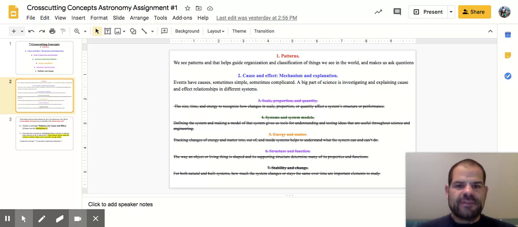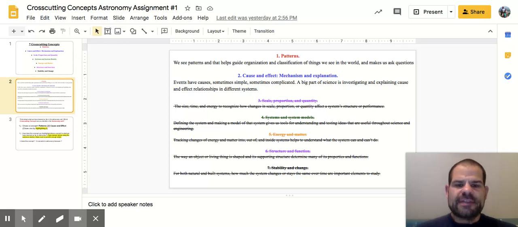I think a lot of us are at least comfortable with what a pattern is and what a cause and effect relationship is. Again, a pattern is something that keeps repeating itself. It's predictable. You can kind of predict what it's going to be. It's a repetition of something. I'm sure we've heard of that before.